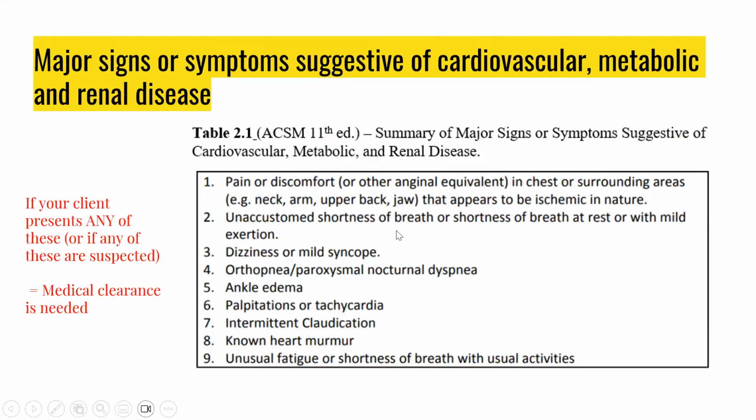So this is just a summary. Your ACSM 11th edition goes in a lot more depth, but these are the summary, most important ones. This is Table 2.1, the summary of major signs and symptoms suggestive of cardiovascular, metabolic, and renal disease. So again, the takeaway from this slide is that if your client does present any of these, or if any of these are suspected, then medical clearance is needed.